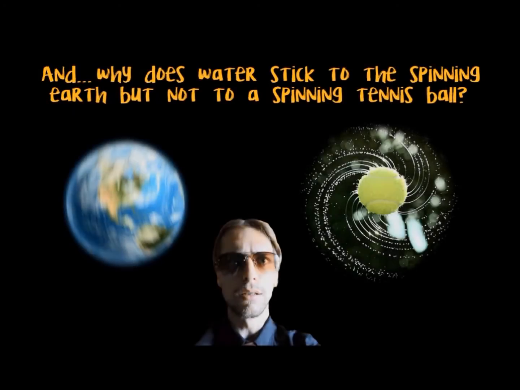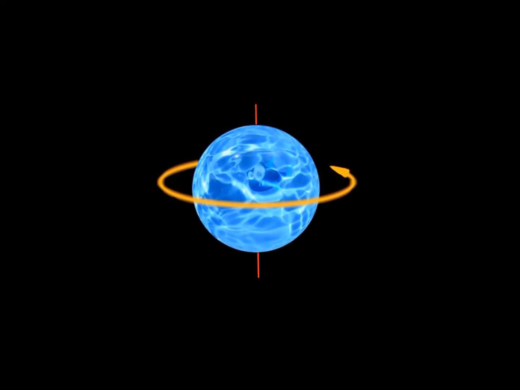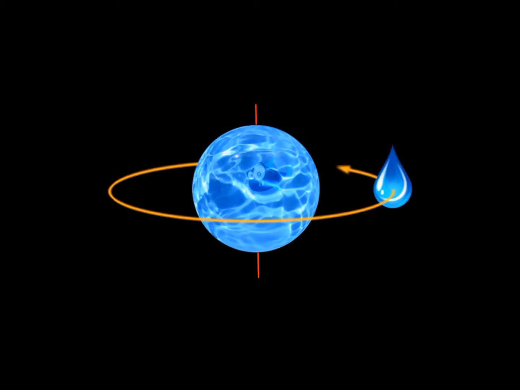Eric D. from T wants to know, why should water stick to a spinning Earth but not to a spinning tennis ball? Good question, Eric. Let's try to find it out. When we see the water and the ball or Earth as two masses, we can use the same laws as in the Earth-Moon example. The water kind of orbits around the center of mass of the ball or Earth.